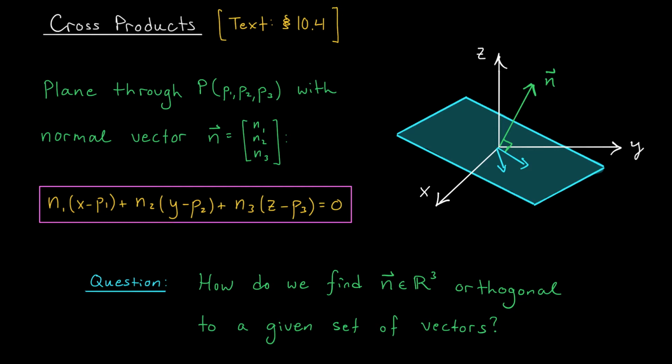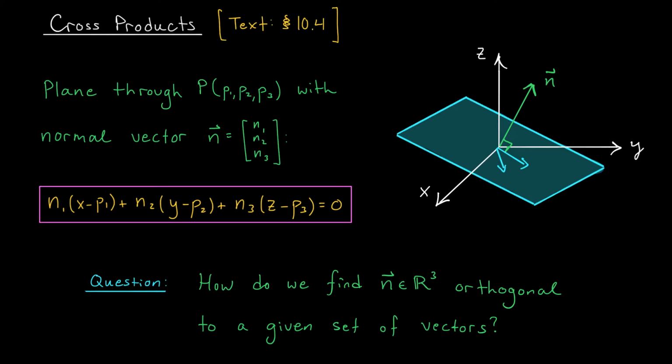In our last lesson, we derived a formula for the equation of a plane in R3 that passes through some point P with coordinates, say, P1, P2, P3, and is perpendicular to some vector n, which we refer to as a normal vector for our plane. We saw that the plane could be described using dot products. It consists of all vectors x, y, z such that that vector minus the p vector is perpendicular to n. That gives us an equation like the one you see here: n1 times (x minus p1) plus n2 times (y minus p2) plus n3 times (z minus p3) equals 0. That's the equation of our plane.